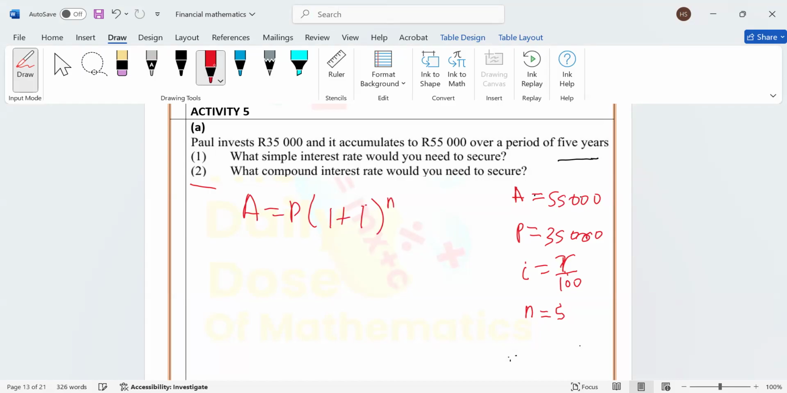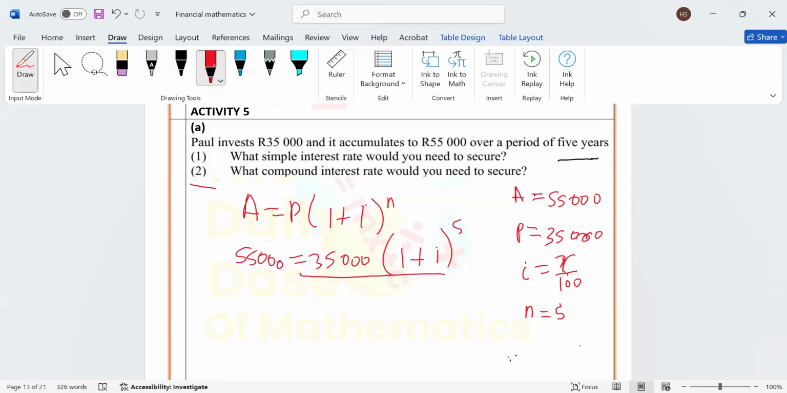Then we substitute the 55,000 for A, which is equal to 35,000 for P, open bracket 1 plus i, to the power 5. Then we can't multiply here, that's not the solution. So we're going to do the opposite of multiplication, which is division. We're going to divide both sides by 35,000.